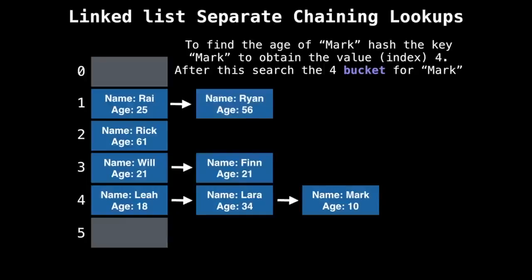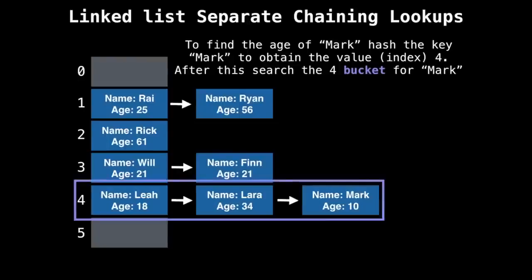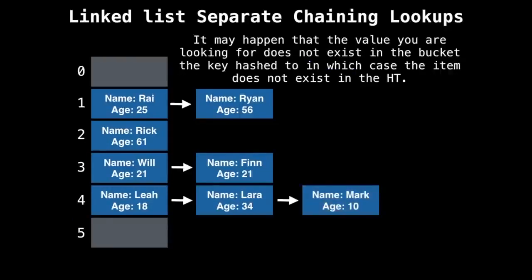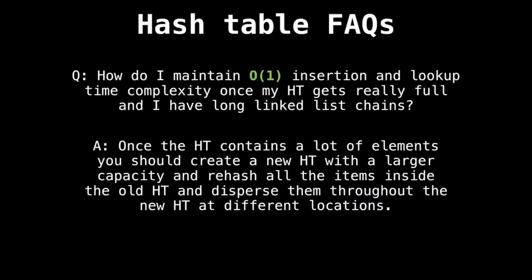Okay, let's do another one. Find the age of Mark, so hash Mark. Since our hash functions are deterministic, we know that if there's a Mark, then it's going to be found in position 4. So we look into bucket 4 and scan through. The last one is a Mark, so we return age 10. It might happen that the key you're looking for doesn't exist, and in that case you return null.